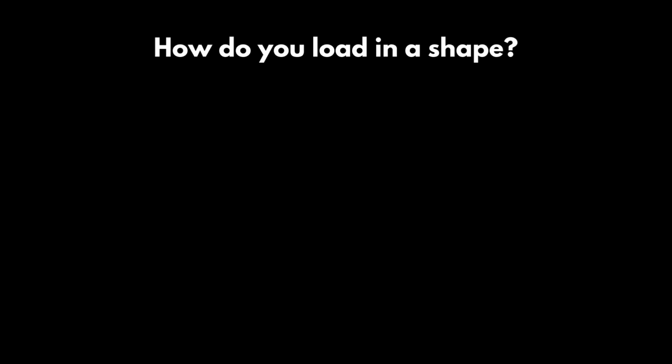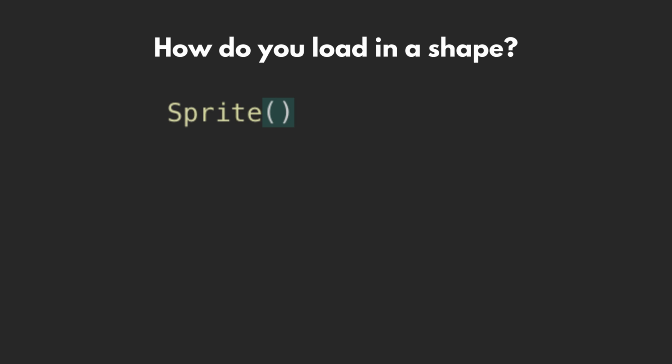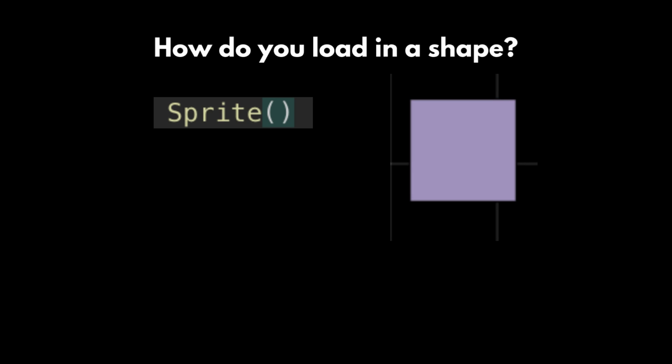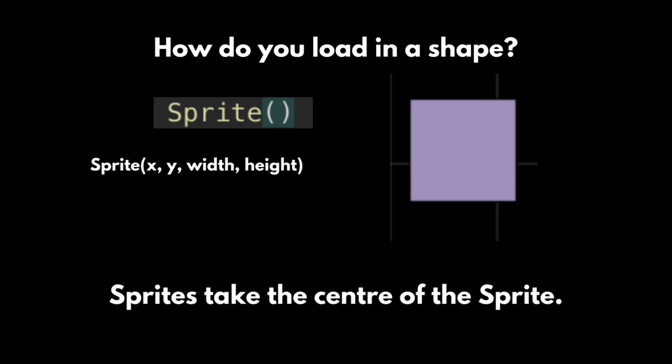Okay, so how do you load in a shape? Well, a shape in p5Play is called a sprite, which has a few parameters. Even though you can load it in without any parameters, it will just be at the center of the screen. If you do load it with parameters, first is the x, then the y, then the width, and then the height. And remember, sprites take the center of the sprite like circles do. So that's how you create a sprite.